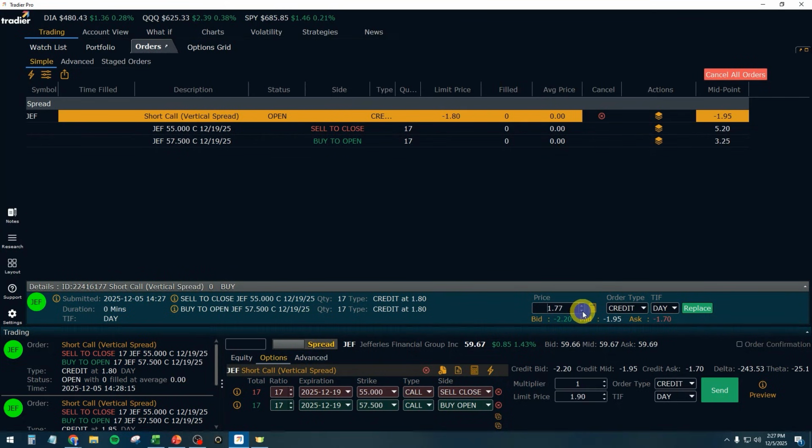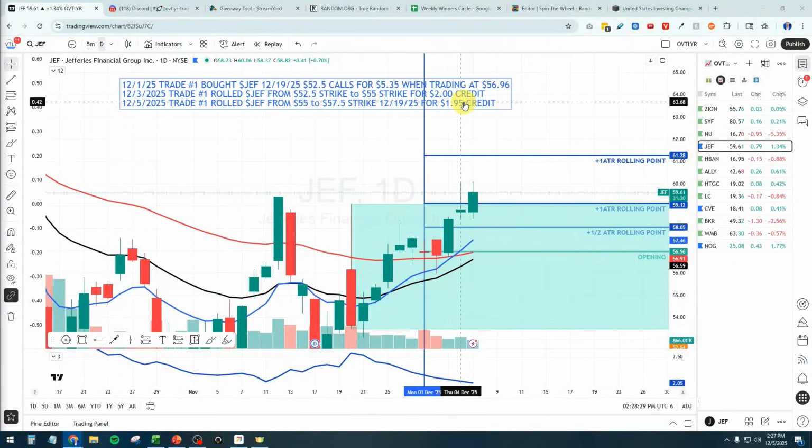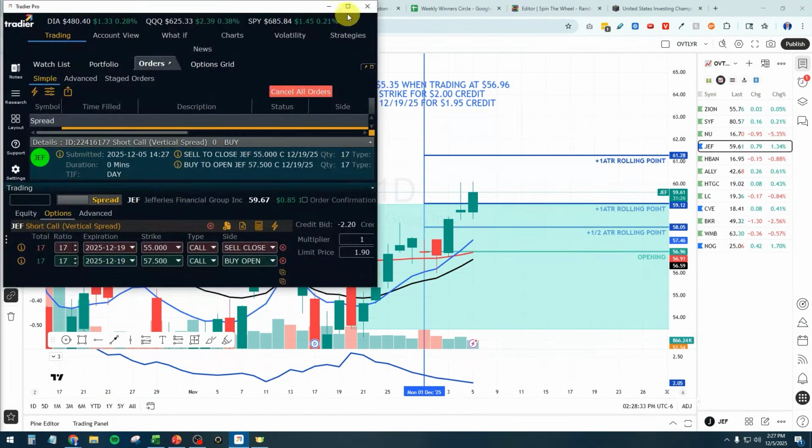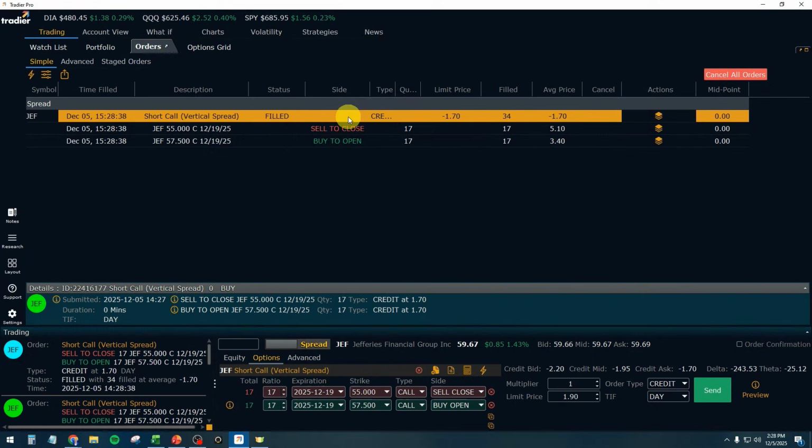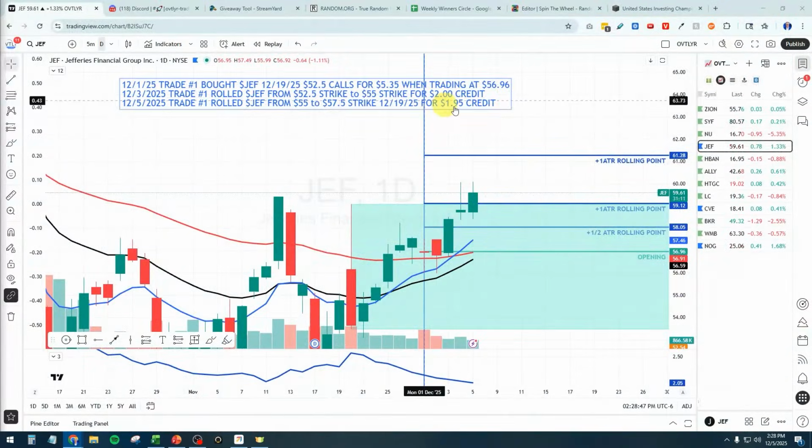Still working. Let's pump it down 175. Still working. What did I actually get filled at? 195. Dang, I did good earlier. Not as good right now. Pricing is not as good right now, but that's part of the game. Let's pump it down 170. There we go, filled. All right, so we've now moved from the 55s to the 57 and a half, and we took in 170 on the trade.